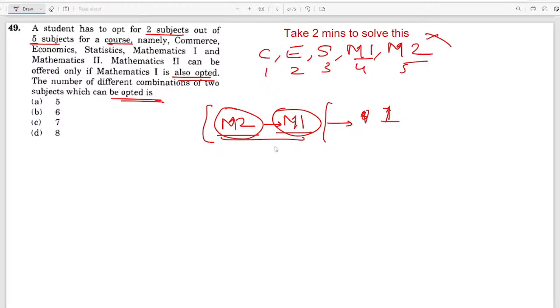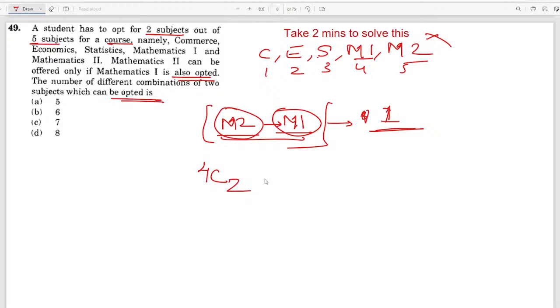That is one possibility. Now, when we are taking the 4 subjects, that is commerce, economics, stats, and mathematics 1, I'm leaving out mathematics 2, because if we take mathematics 2, then mathematics 1 has to be the other subject. So that is one combination that I've counted separately. Now I have to select 2 subjects out of these 4 remaining subjects, C, E, S, and M1, which is 4C2.